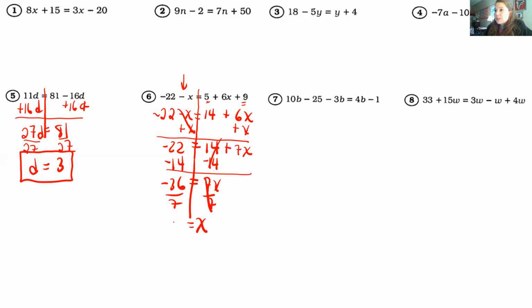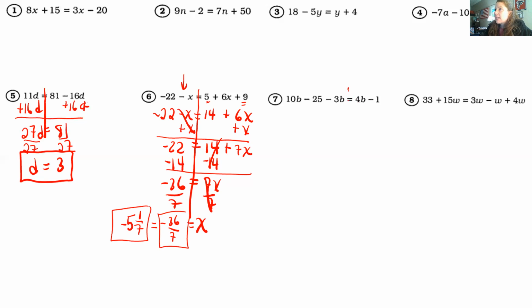So x is equal to -36/7, or I could say 7 goes into -36 -5 times with 1 left over, or I could write my answer as a decimal by putting it in my calculator.